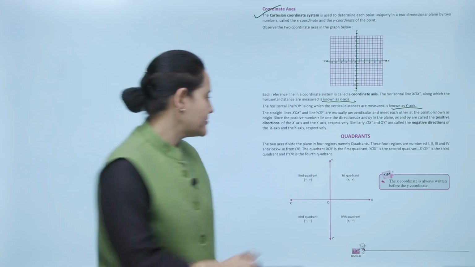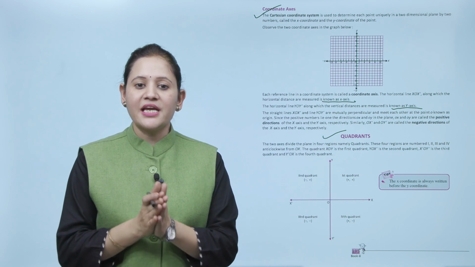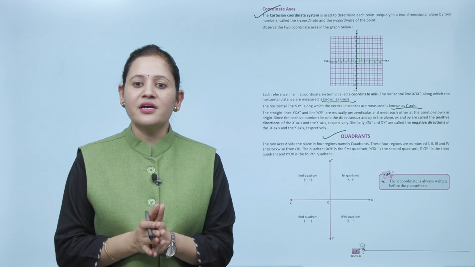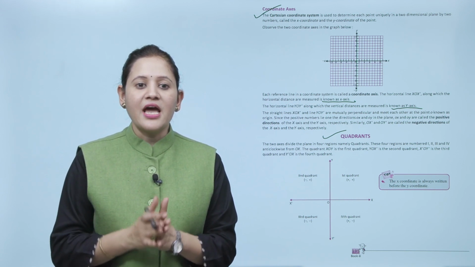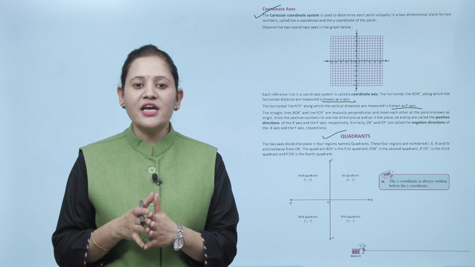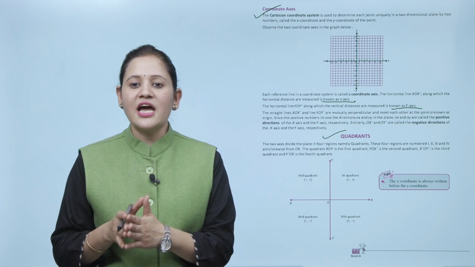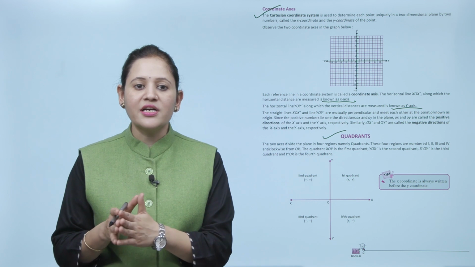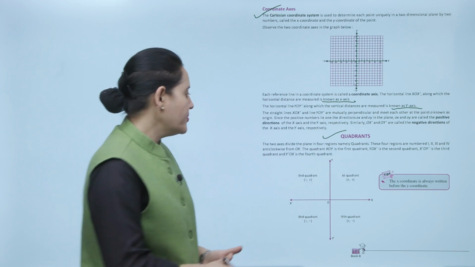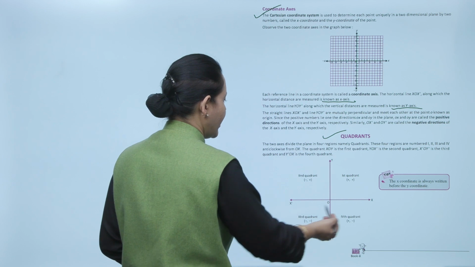Next is quadrants. The two axes divide the plane into four regions, namely quadrants. The four regions are numbered 1, 2, 3 and 4 anti-clockwise from OX. The quadrant XOY is the first quadrant, YOX' is the second quadrant, X'OY' is the third quadrant, and Y'OX is the fourth quadrant. So these are the four quadrants: first, second, third and fourth.